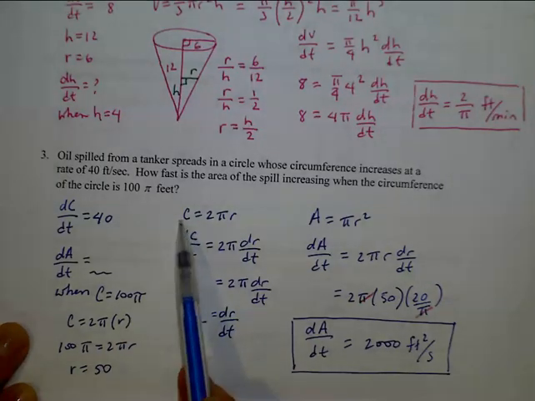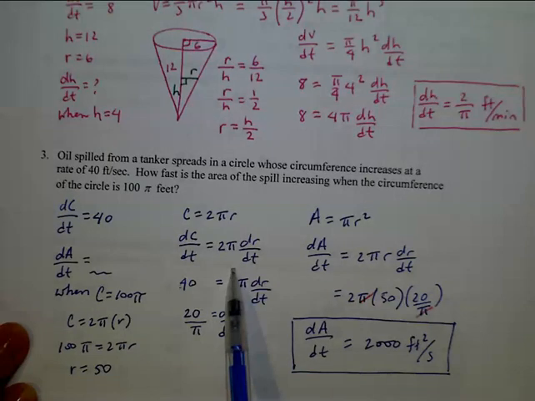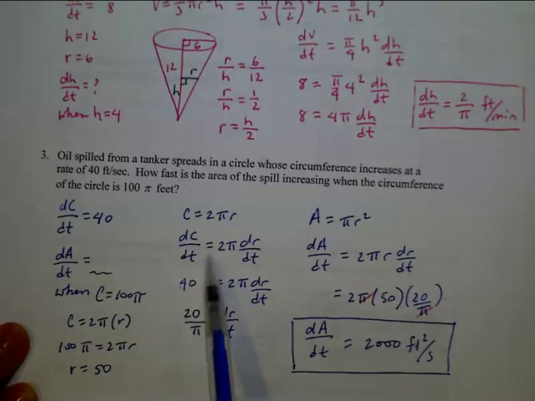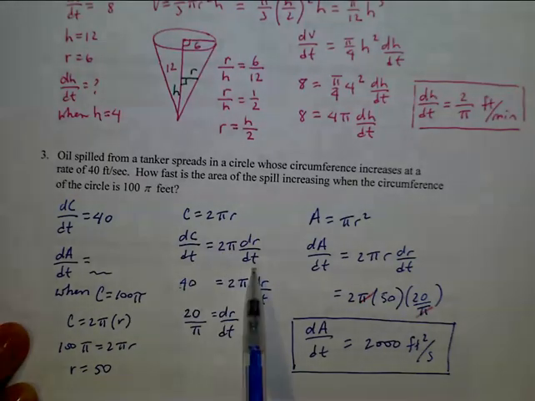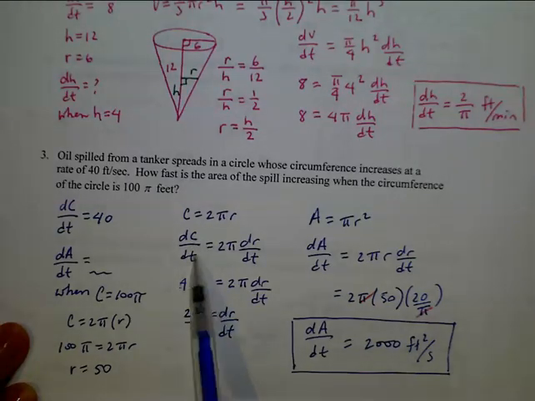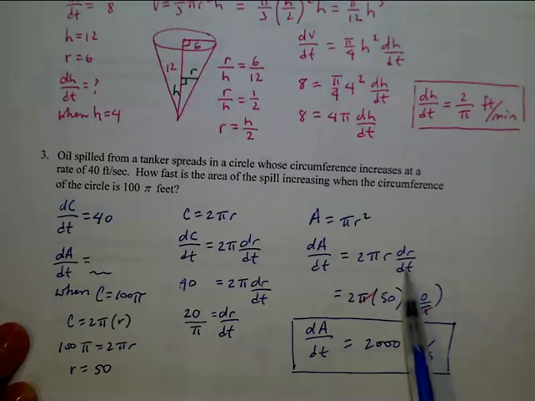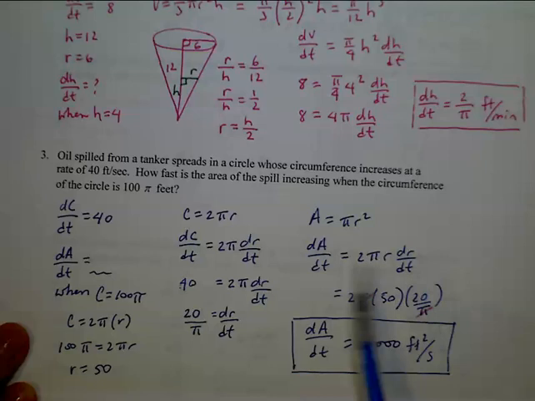So I'm going to use circumference is equal to 2 pi r, and then take this derivative. So dC/dt is equal to 2 pi dr/dt. So since they tell me that dC/dt is equal to 40, then I can substitute that in here, and then 40 is equal to 2 pi dr/dt. So then I get dr/dt to equal 20 over pi. So with this information, I can substitute it back into the dr/dt from this formula.